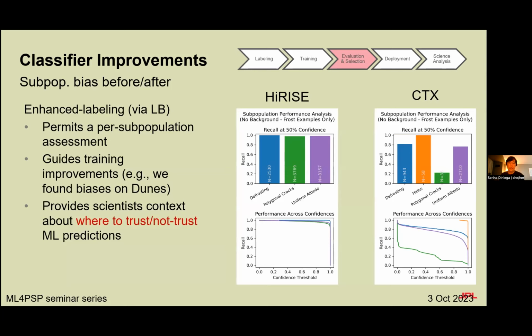And this is another example of the classifier improvements that had happened because we had some subpopulations identified. We could really look at, was the model performing just as well between defrosting, polygonal cracks, and uniform albedo? And then there was also some additional recalibration that occurred to help make sure that the confidence levels that were estimated were consistent with the output of the machine learning model.